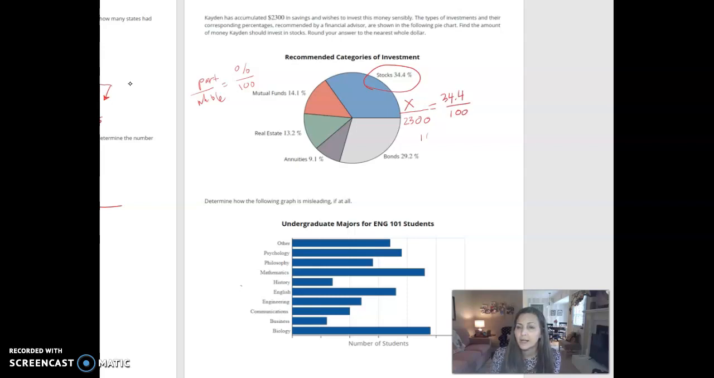I'm going to cross multiply, so 100 times X is 100X. I'm going to pick up my calculator, which I hope you have by now. 2,300 times 34.4, and that's going to be 79,120. And then I'm going to divide both sides by 100, and the answer is going to be, we're talking about money here, so put a dollar sign. And money should go to 2 decimal places.